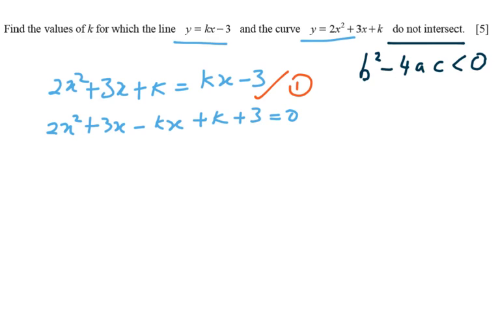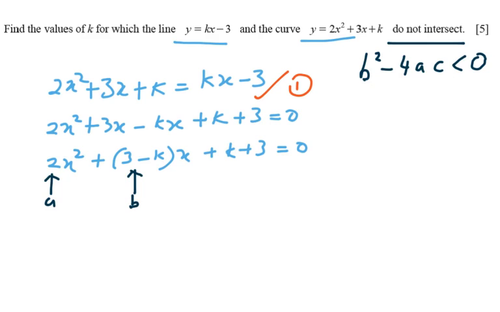With this, we can find the coefficient of x squared and x. So 2x squared, factorize the x, you will be getting (3 minus k)x plus (k plus 3). In this form, you will clearly see that a will be 2, b will be 3 minus k, and c is k plus 3. When you manage to get your equation in quadratic form, you will get another 1 mark.